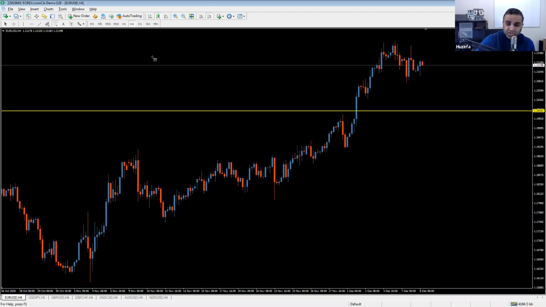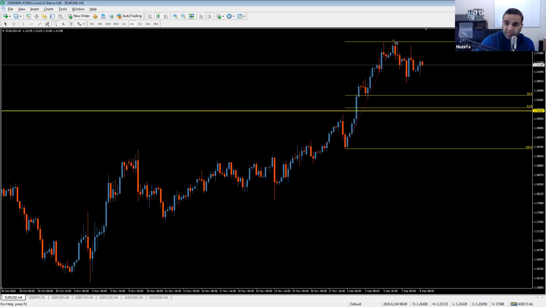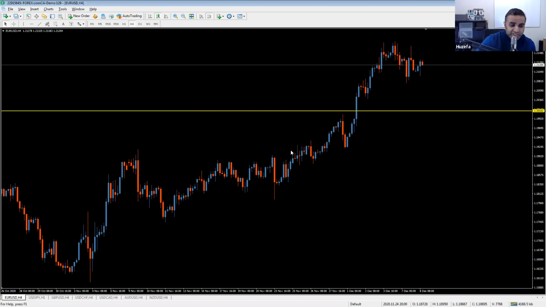You can, if you wanted to, line it up with a key fib level. 50% is where I like it to come down to. It's not quite down there, but I don't think it's going to make it all the way down there. I think it's a pretty good, decent buy point. I think that the Euro USD is going to continue going up. So I'm bullish Euro USD.